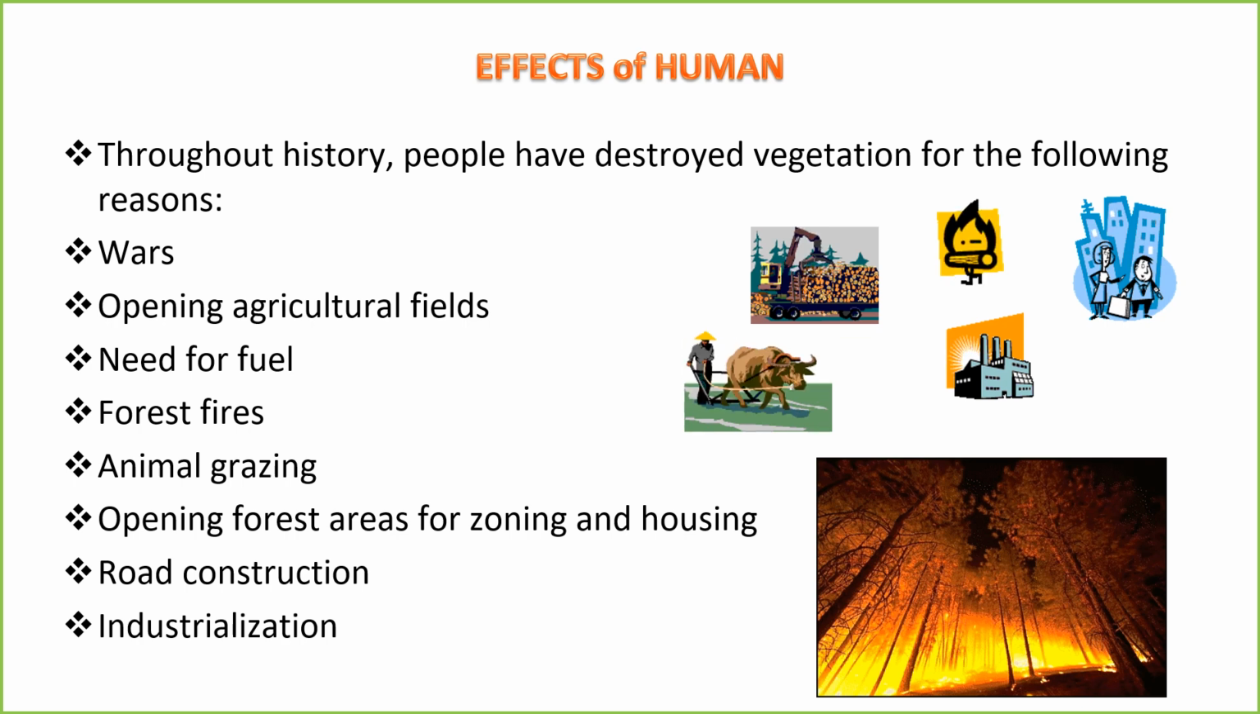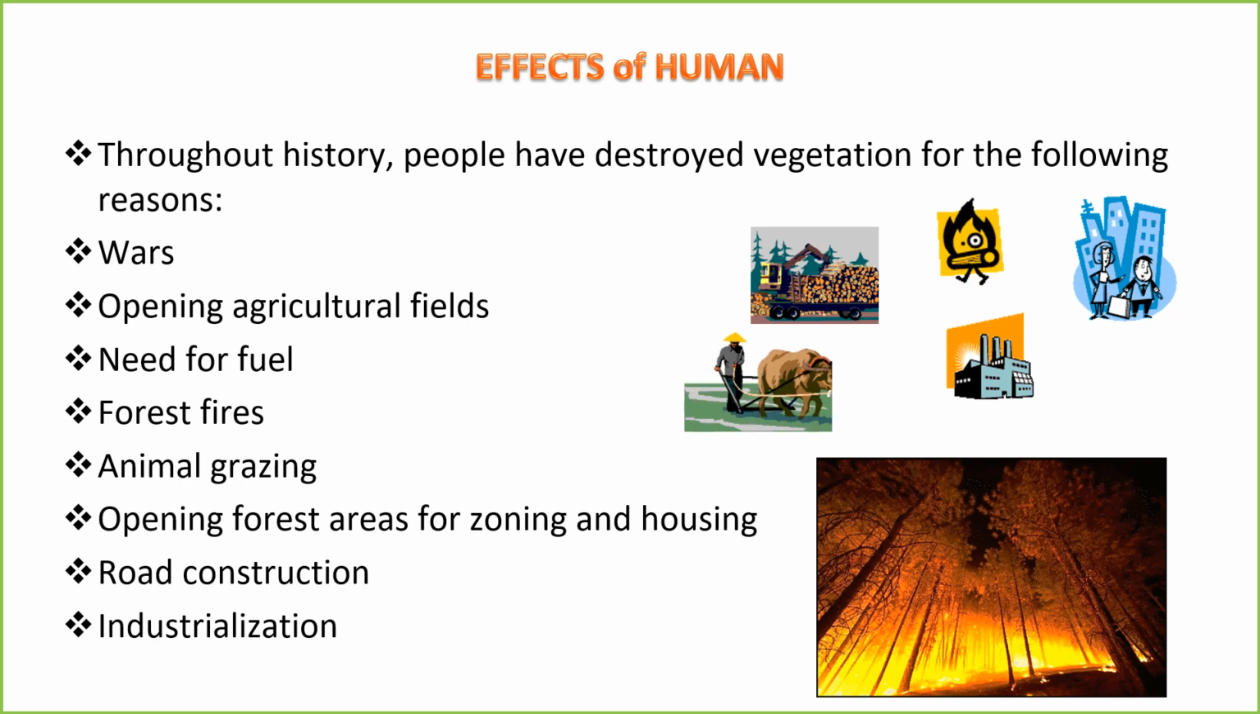6. Opening forest areas for zoning and housing. As human populations grow, there is often a demand for residential and commercial development, leading to the clearing of forested areas for zoning, housing, and infrastructure. 7. Road construction. The construction of roads and highways requires clearing land, often leading to the removal of vegetation. This can fragment habitats and impact ecosystems.